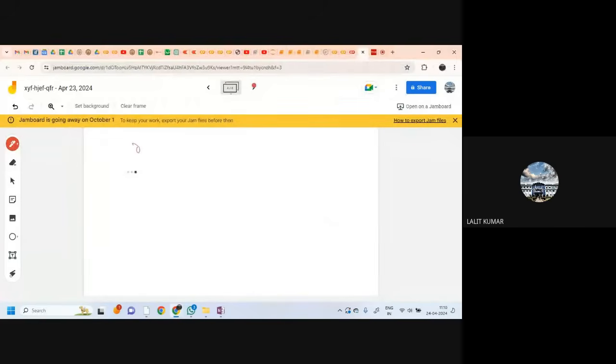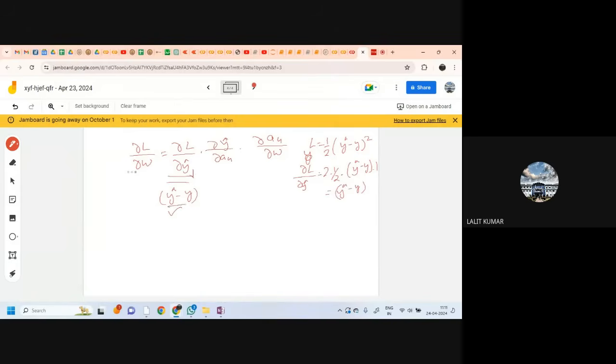Yes, okay. So delta L by delta W is equal to delta L by delta Y hat, delta Y hat by delta A4, delta A4 by delta W. When we compute delta L by delta Y hat, because loss is equal to half into (Y hat minus Y) squared, delta L by delta Y hat is equal to 2 into 1 by 2 into (Y hat minus Y) into 1, which is Y hat minus Y. This part is done. Now Y hat is equal to sigmoid of A4.